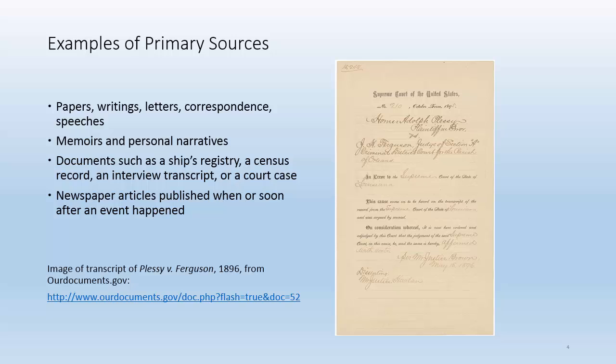Primary sources include papers, writings, letters, correspondence, speeches, memoirs, and personal narratives; documents such as a ship's registry, a census record, an interview transcript, or a court case; and newspaper articles published when or soon after an event happened. Here on the right, we have the opening page to the document of the court case Plessy v. Ferguson.